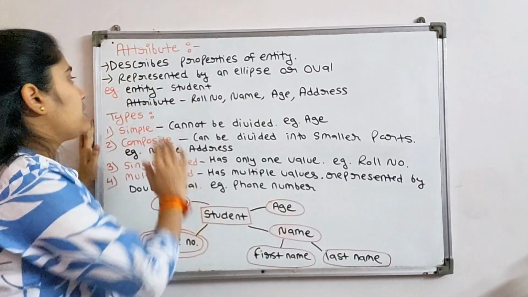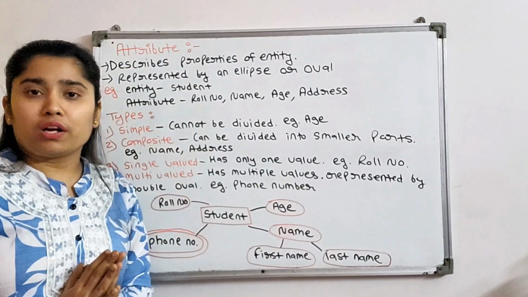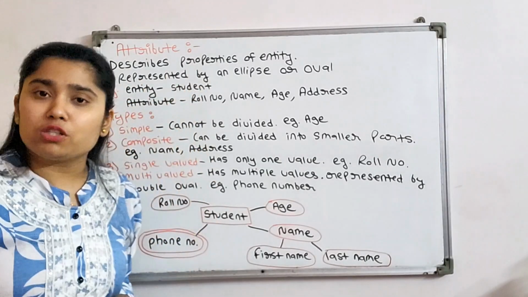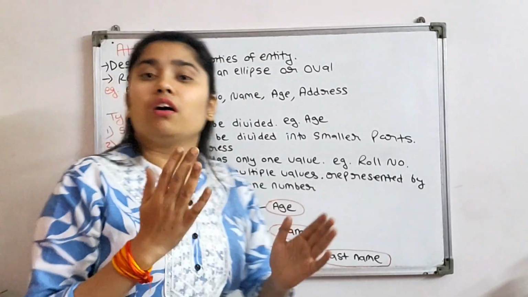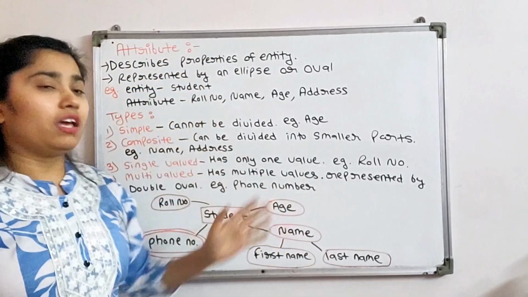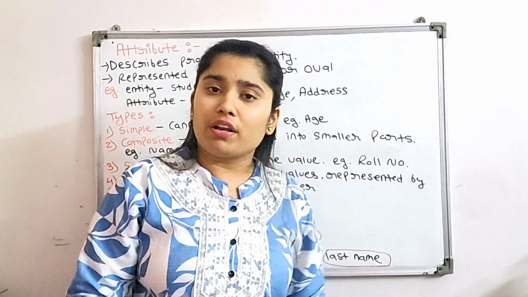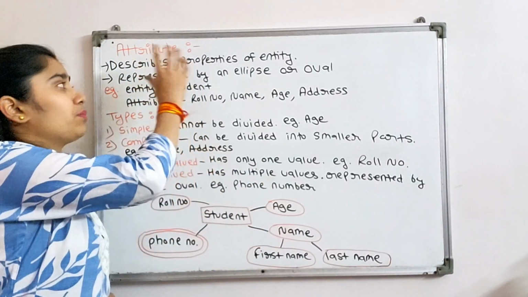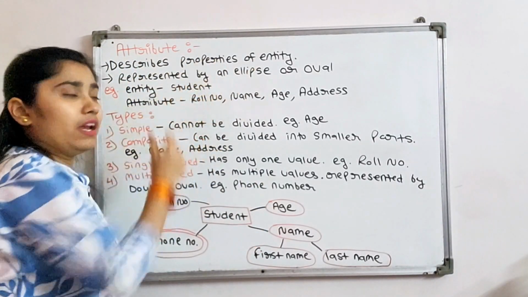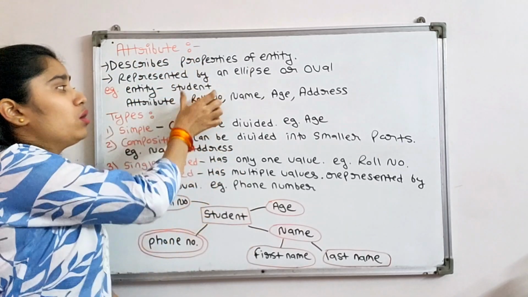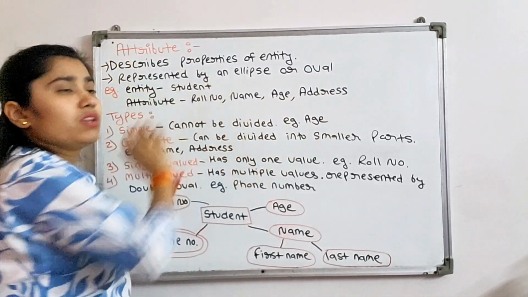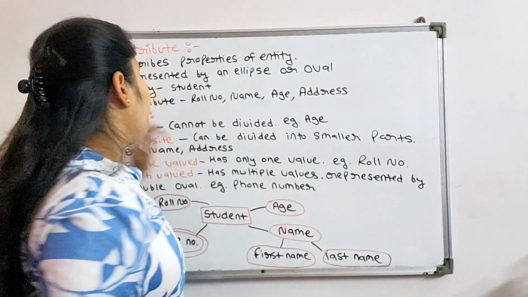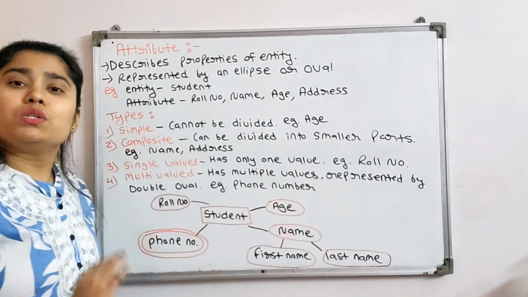For example, suppose we have an entity student. Student is our real world object. What can be the properties of a student? A student may have a name, roll number, age, address, marks, whatever things. A student may have many properties. Whatever the properties of our entity are is known as the attributes. So student name, roll number, age, address are the attributes of the entity student.